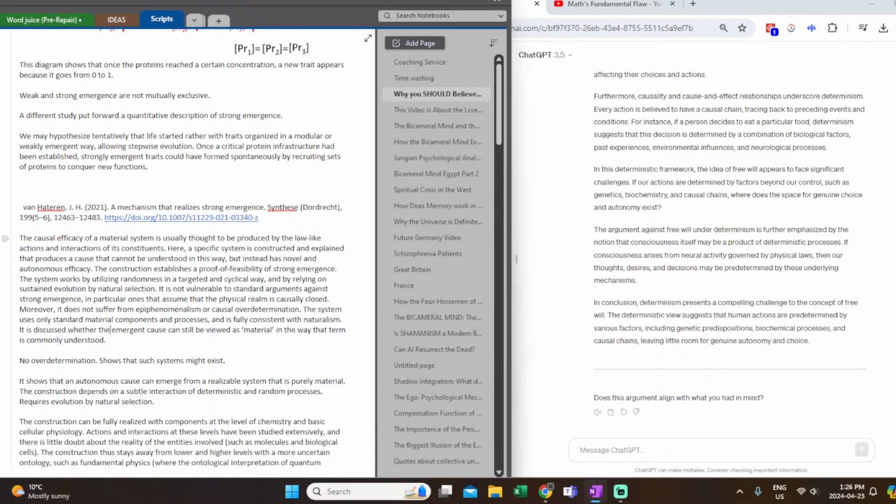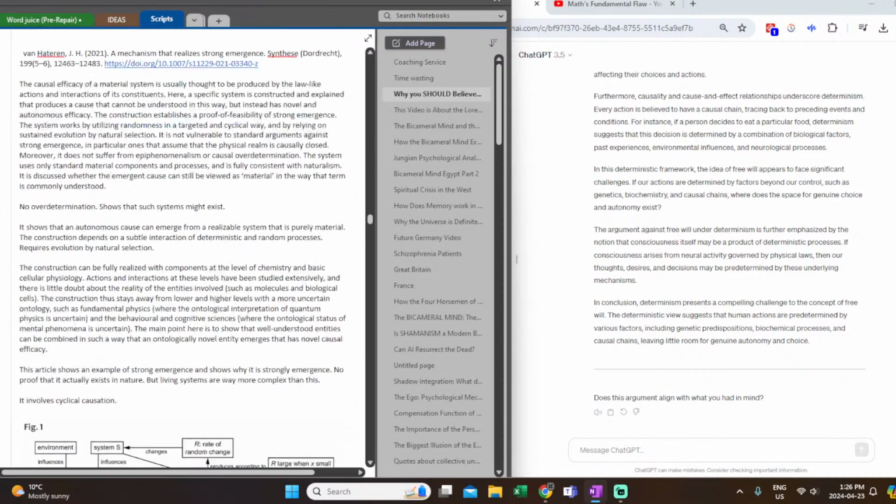Okay, so let me continue. I wrote a note for myself. No overdetermination shows that such systems might exist. It shows that an autonomous cause can emerge from a realizable system that is purely material. The construction depends on a subtle interaction of deterministic and random processes.